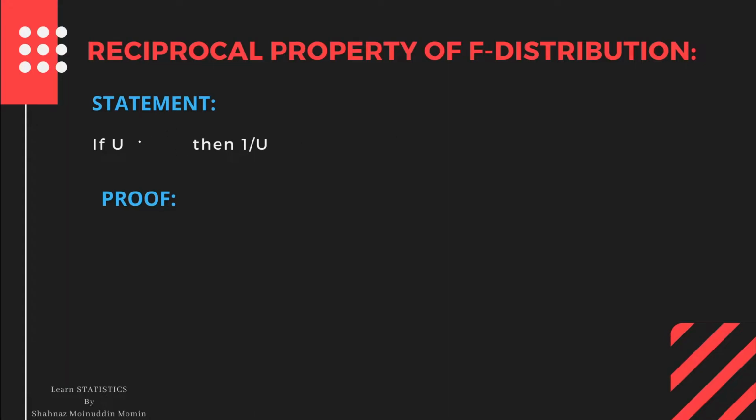Suppose u is a F variate with n1 and n2 degrees of freedom. Then if we take the reciprocal of u as 1 upon u, it also follows an F distribution but with degrees of freedom n2 and n1. This means that if a variate u is F distributed, then its reciprocal also has the same distribution, but the degrees of freedom are interchanged.